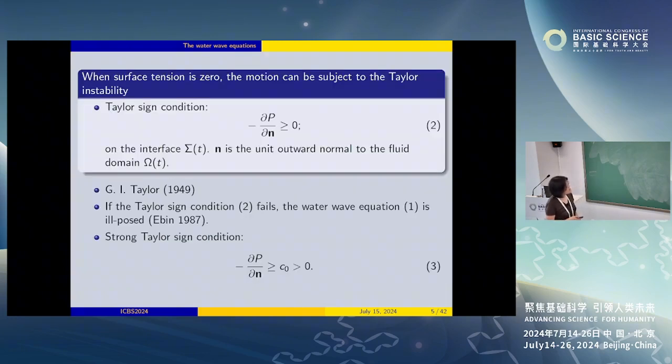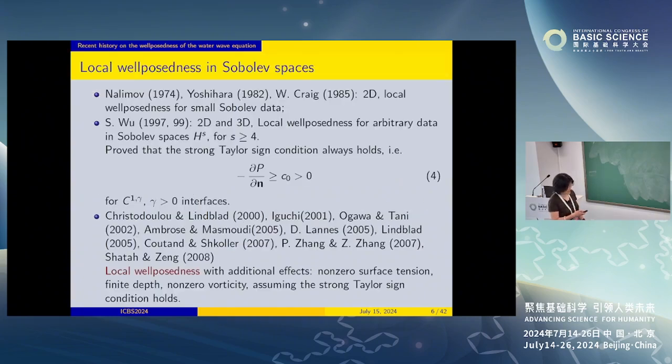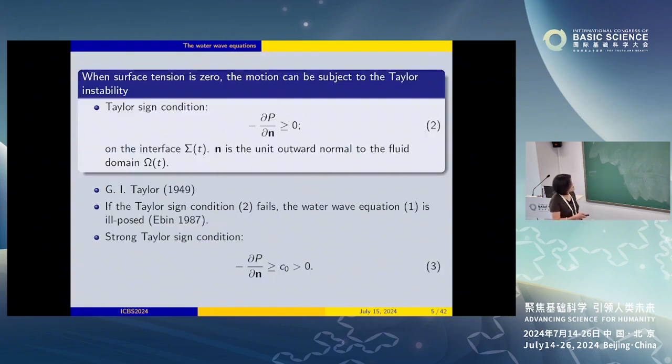Okay. For this problem, there's an important sign condition. It's called the Taylor sign condition. Basically, this n is the unit outward normal to the fluid domain. In other words, the pressure is required to be increasing in the inward normal direction. Because if the sign is opposite, there's a force ripping open the fluid, and of course bubbles will form, and it becomes ill-posed; instability will happen, okay?